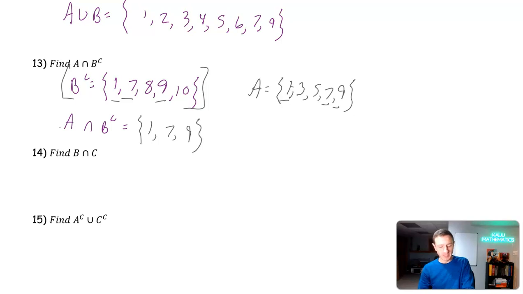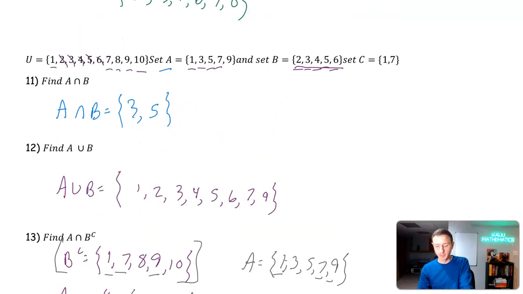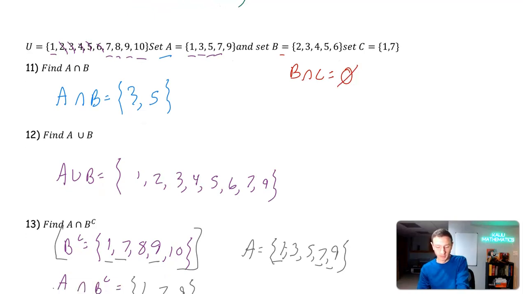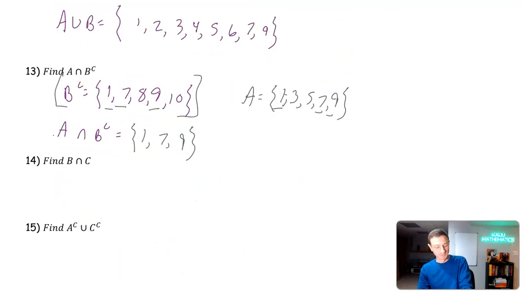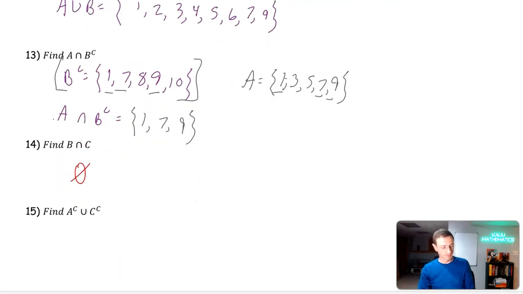Number 14, B intersecting C. So let's take a look at that. B intersecting C. B is 2, 3, 4, 5, 6. C is 1, 7. The intersection between B and C, do they have any overlap? Are there any elements in both B and C? The answer is no. So that would be the empty set. They do not have any common elements. So the empty set.